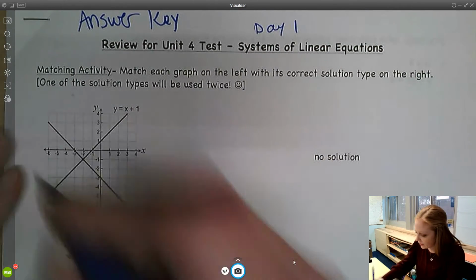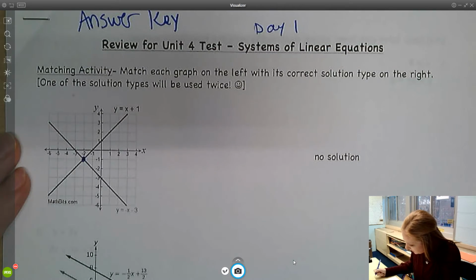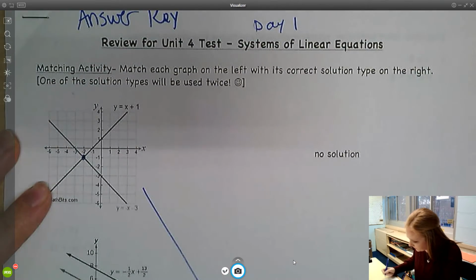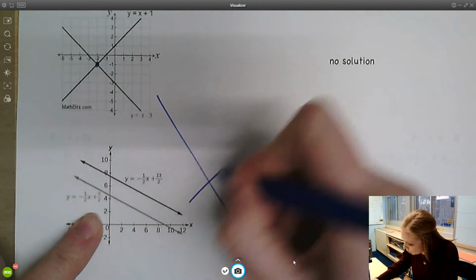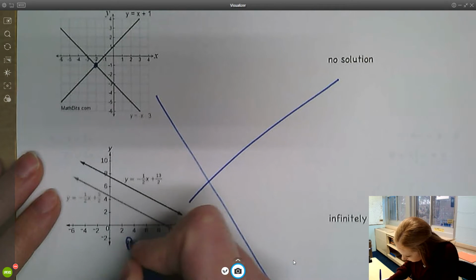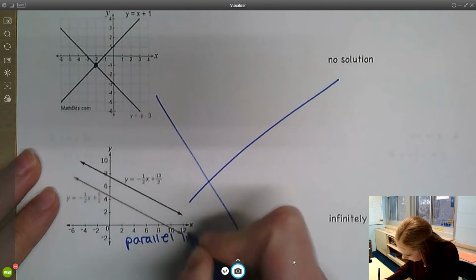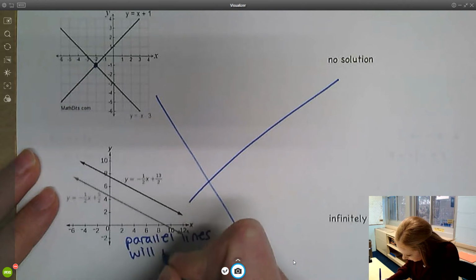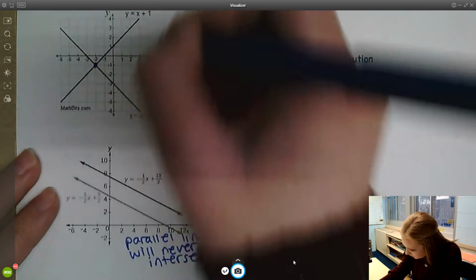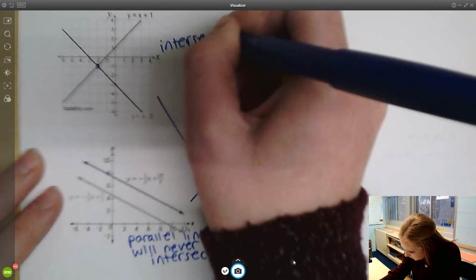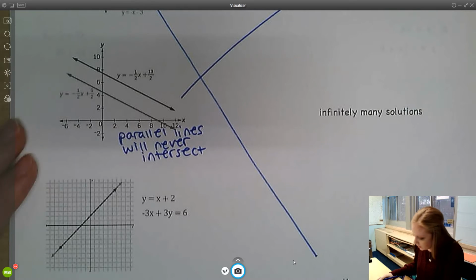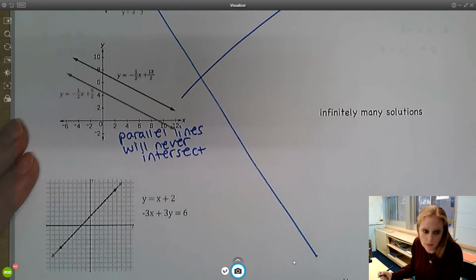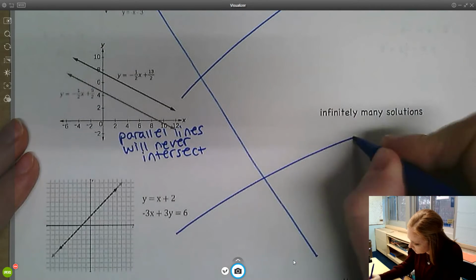This first one intersects once, so that's going to be exactly one solution. The second one, these are parallel lines that never intersect. That's no solution. Parallel lines will never intersect. These intersected once. Okay, down here we have what looks like two lines on top of each other. So the same line, that would be infinitely many solutions.